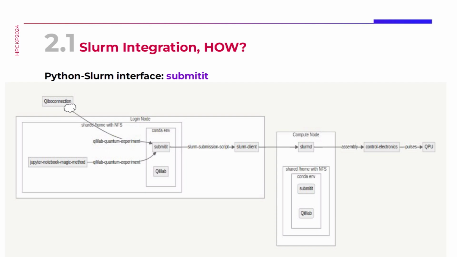And then using the Slurm client installed in the login node, you can execute your Qililab code in the compute node, okay? Basically, what Qililab does is send assembly instructions to the control electronics, which in turn sends pulses to the quantum chip, okay? So that would be it.